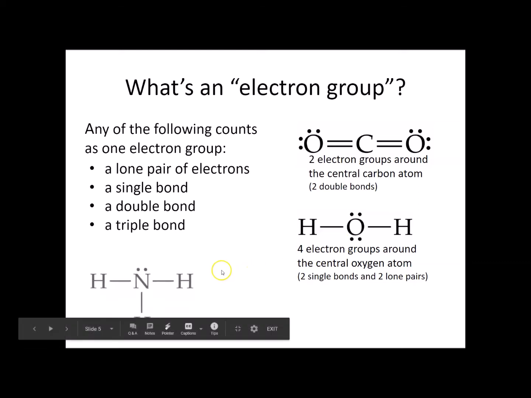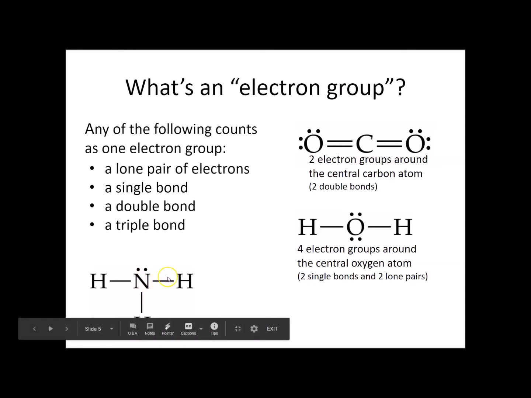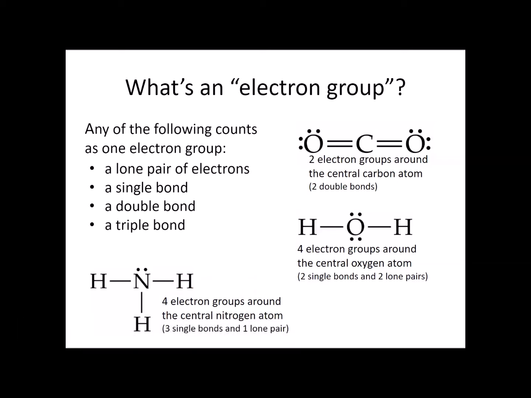Let's try another. Ooh, look at this. Ammonia, NH3. We're only focusing on the central nitrogen. We don't care about the hydrogens right now. Around that central nitrogen, I see 1 single bond here, 1 single bond here, 1 single bond here, and a lone pair of electrons. Altogether, that's 4 electron groups around the central nitrogen atom, 3 single bonds and 1 lone pair. Students, if you can do that counting, you're 90% of the way there for figuring out molecular shape.